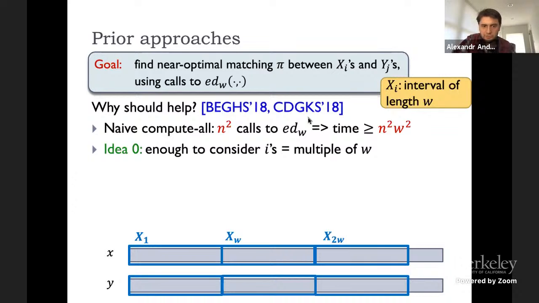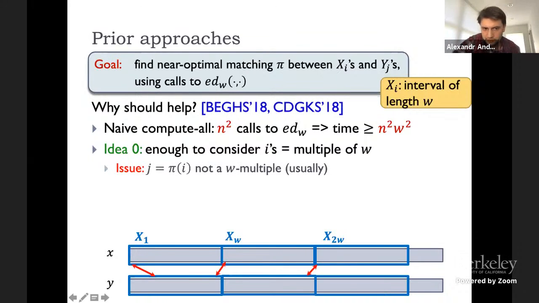So, we should take the substrings of X which are non-overlapping but cover X. Namely, take all those starting at multiples of W. Okay. So for X, let's say, we can do the same for Y.